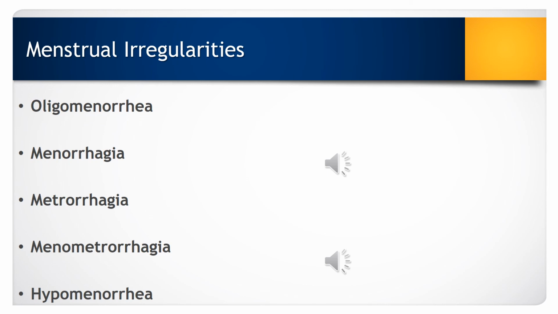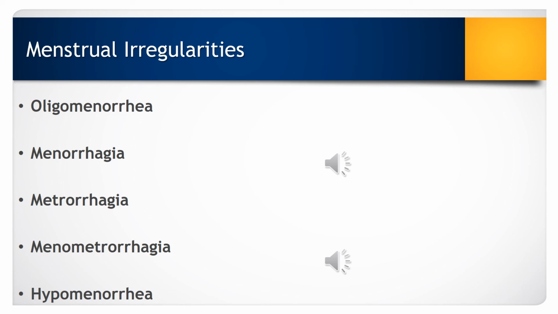Here are some other common menstrual irregularities, and I'll just give you the definitions of them. So just be familiar with the definitions. Oligomenorrhea is infrequent menses or infrequent periods. They're spaced out, occurring greater than every 35 days. So these women have spaced out periods.